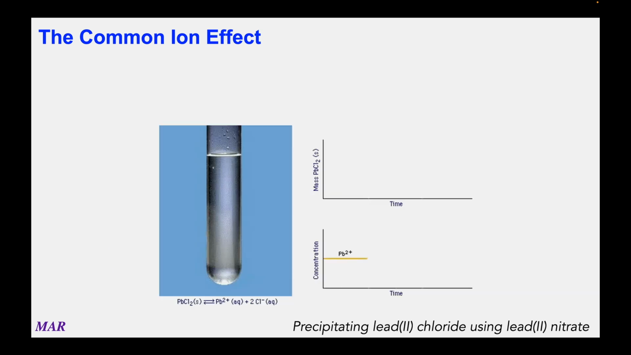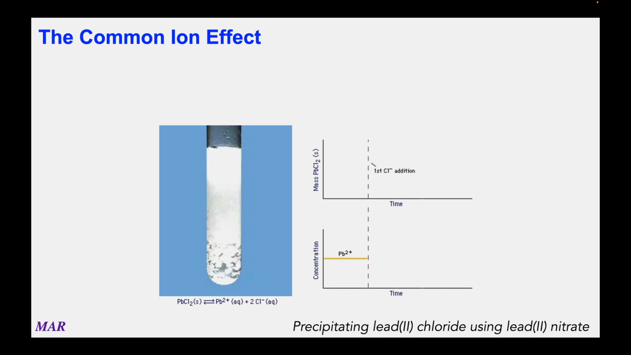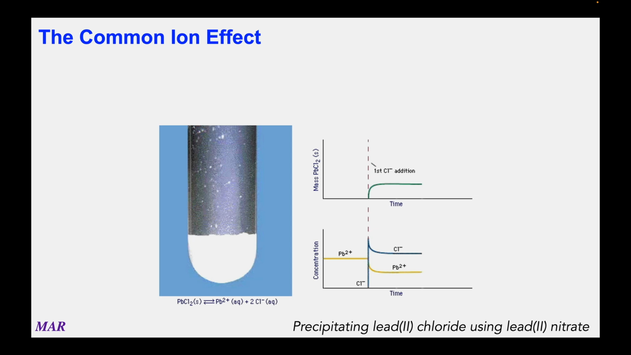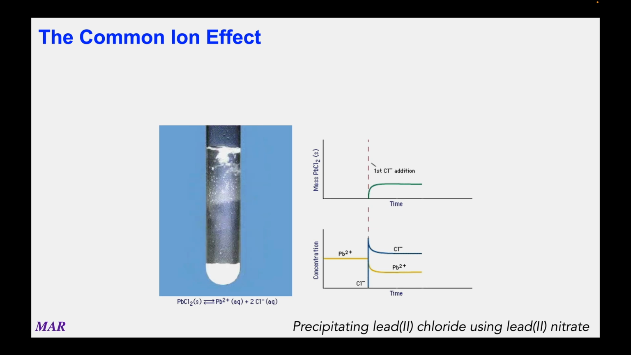In the test tube is a solution containing lead ions. To this we add a solution containing chloride ions, and lead chloride precipitates. Solid lead chloride is in equilibrium with lead ions and chloride ions in solution. At this point, we add more chloride ions in the form of a sodium chloride solution, which disturbs the equilibrium. More lead chloride precipitates, which removes still more lead ions from solution.